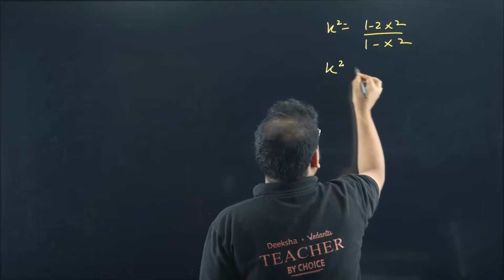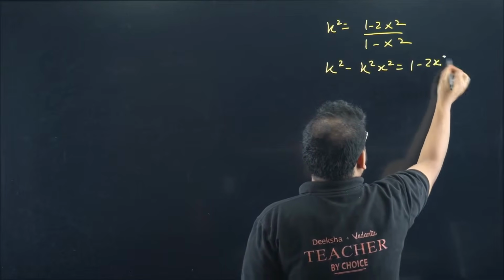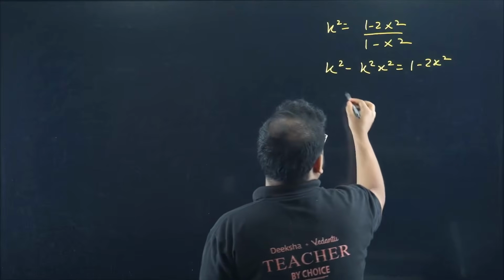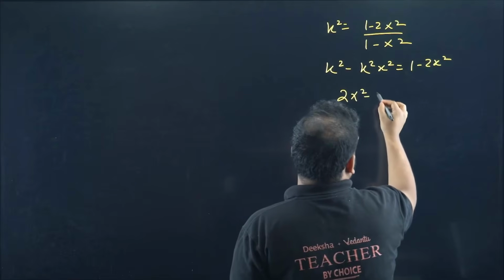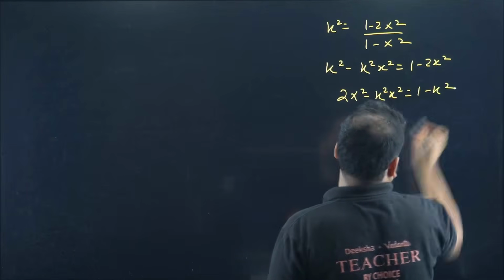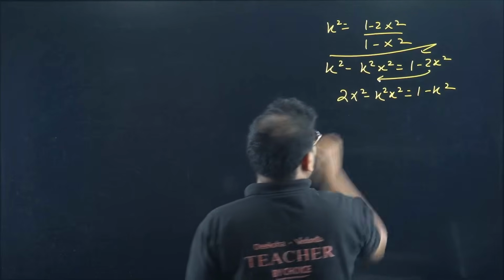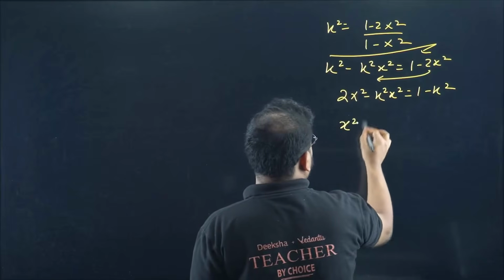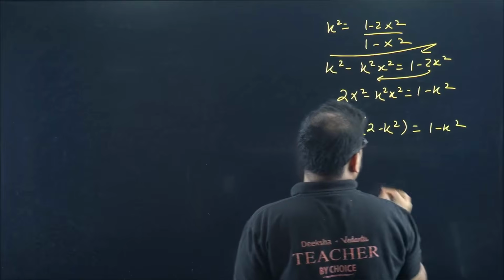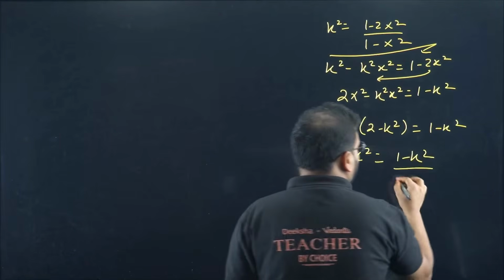I get k square minus k square x square equals 1 minus 2x square. What I can do is take this term over here. I get 2x square minus k square x square equals 1 minus k square. I'm moving this k square to this side and this to this side. Take x square common over here. I get 2 minus k square, and so I have x square equals 1 minus k square upon 2 minus k square.